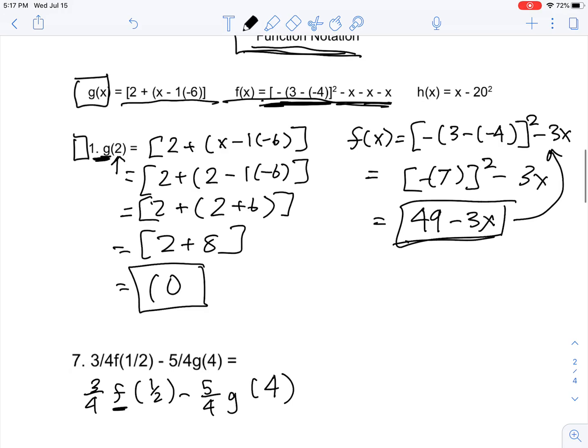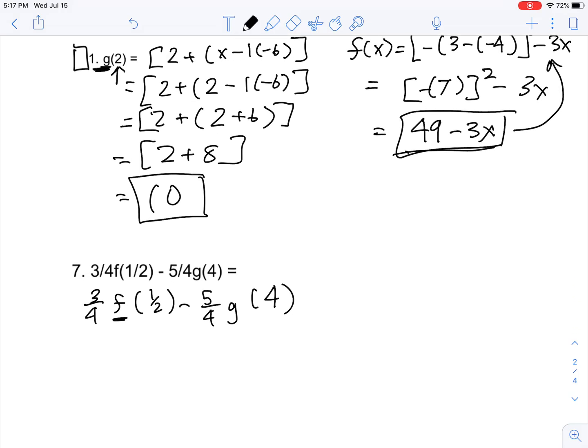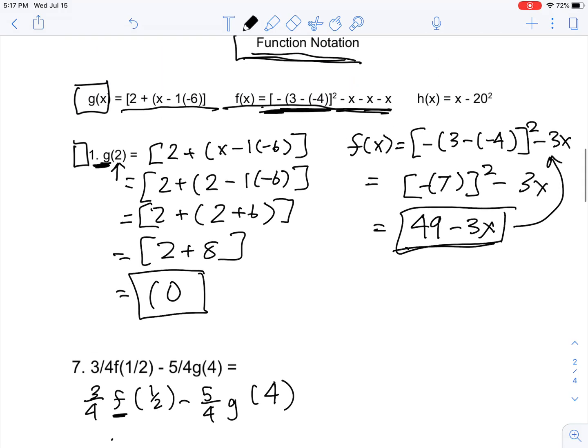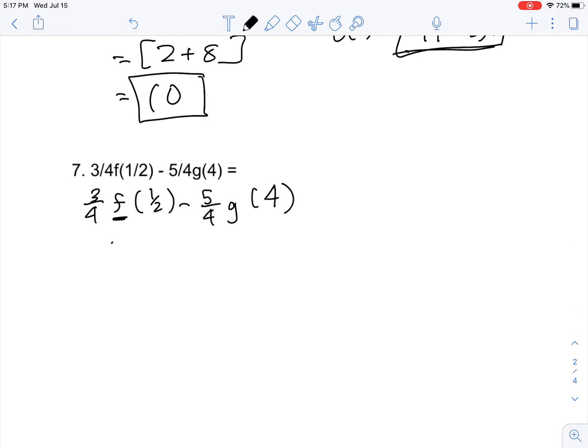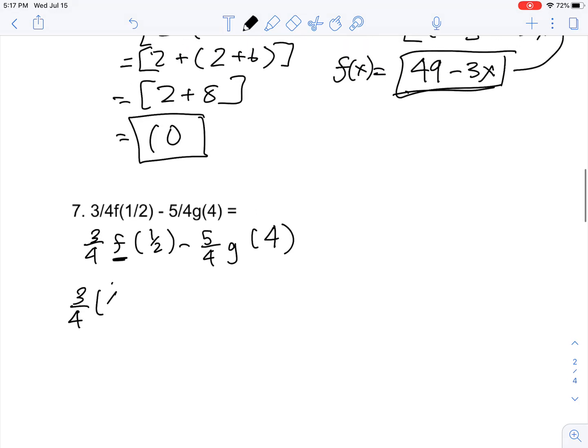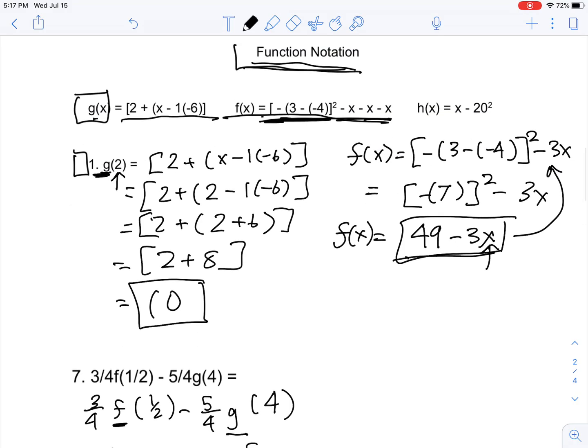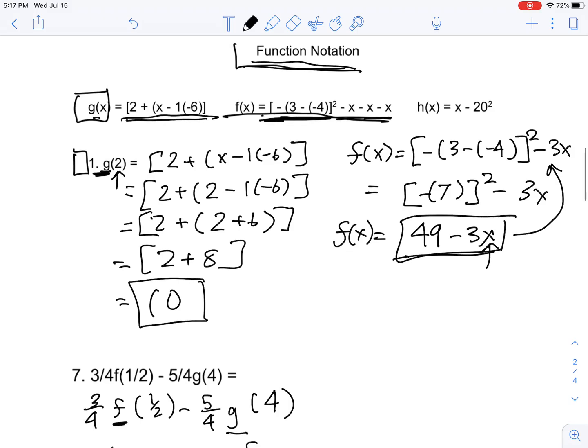So we can use this equation and replace it with the input. So because this is the function f, we can write 3/4 times 49 minus 3 times 1/2, because our input is 1/2 and we put our inputs in x, minus 5/4. Now let's look at g. What's the function of g? g of x is equal to 2 plus x minus 1 times negative 6.